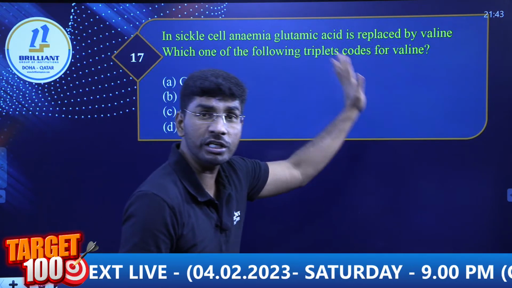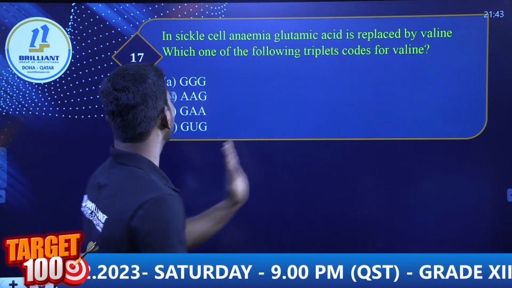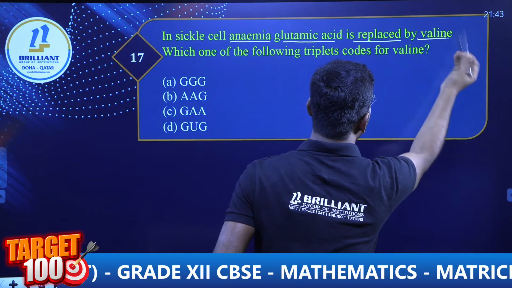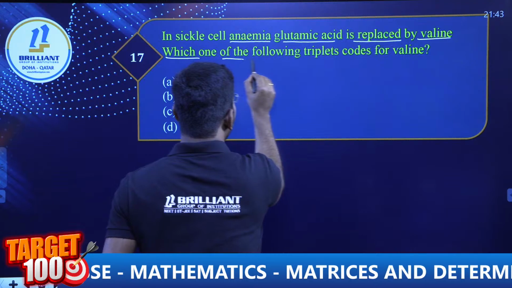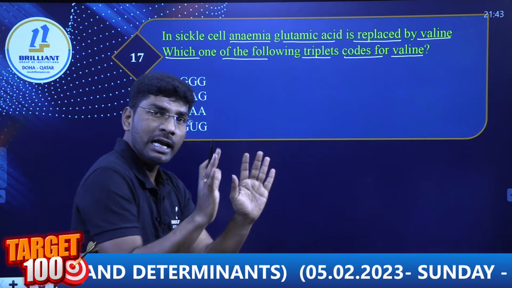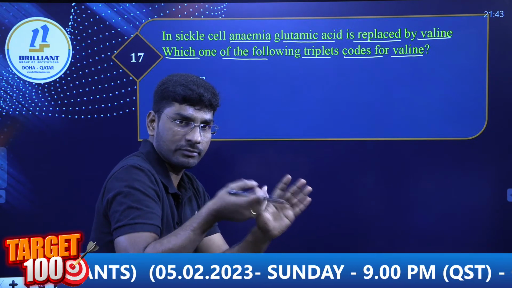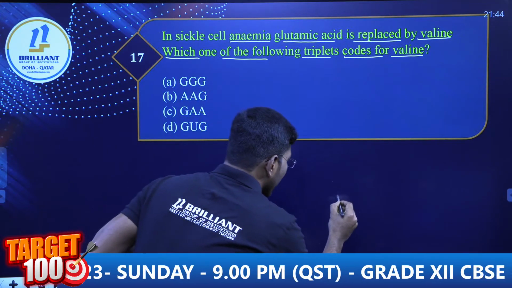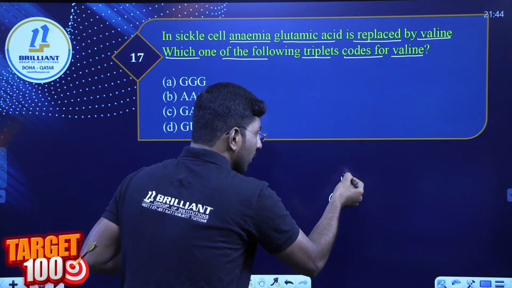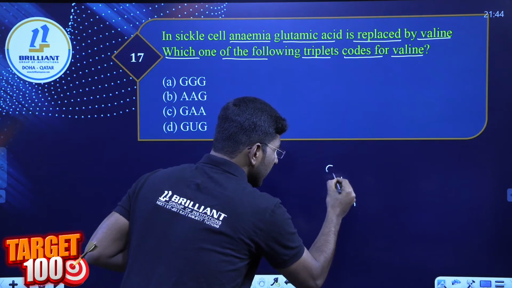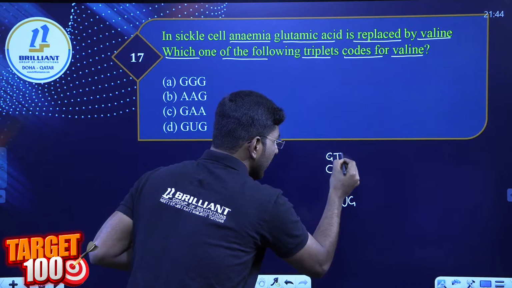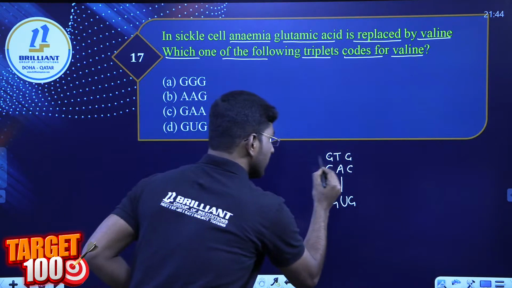This type of question, look at here carefully at what they're asking. Sickle cell anemia, glutamic acid is replaced by valine. Fine. Which of the following is the triplet codon for valine? Let me take here the problematic gene. Now, what is the problematic gene actually? GUG, right? What is the template code? Template strand C A, and here it is C. What is the coding here? G T G. Done. This is the problematic one.